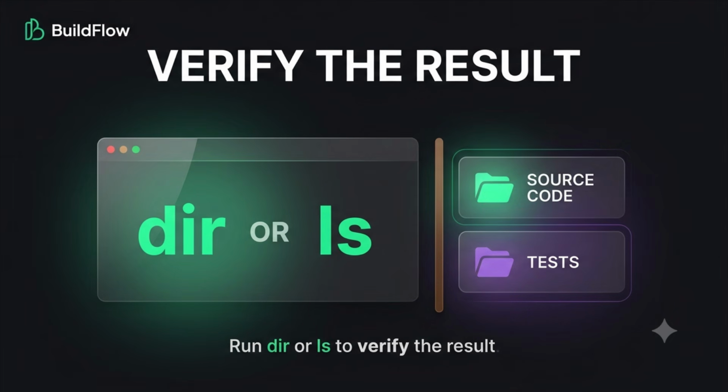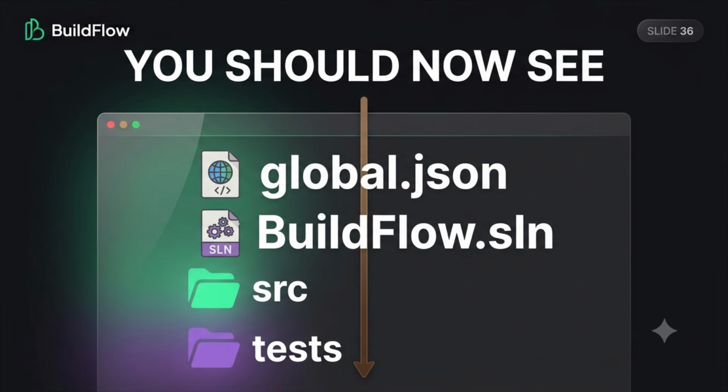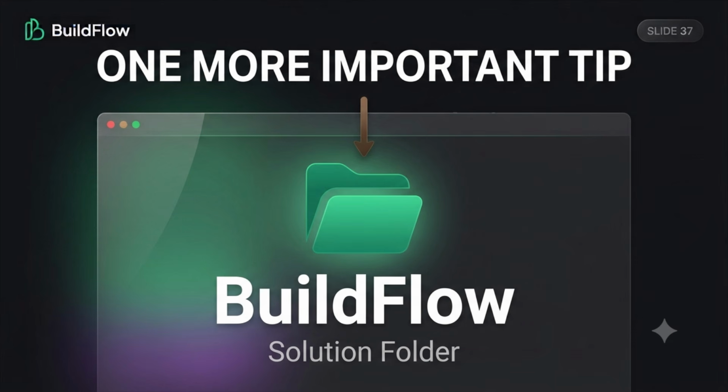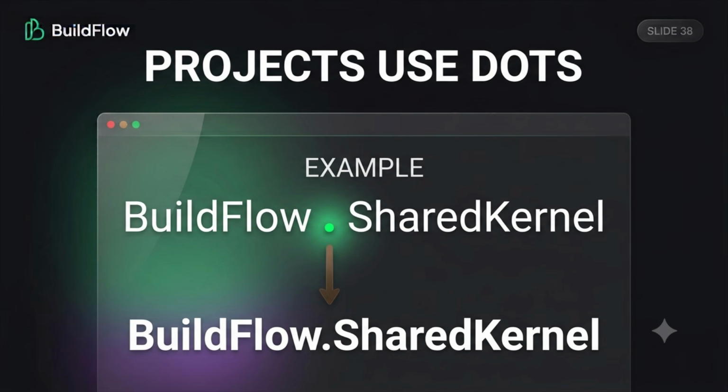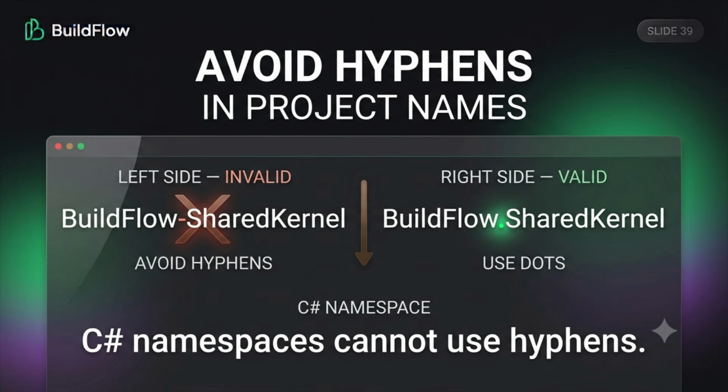Now let's verify the result. Run dir or ls. We should now see global.json, BuildFlow.sln, src, tests. One more important tip. The solution folder can simply be named BuildFlow, but your projects will use dots. Example, BuildFlow.SharedKernel. Avoid using hyphens in project names. C# namespaces cannot use hyphens.